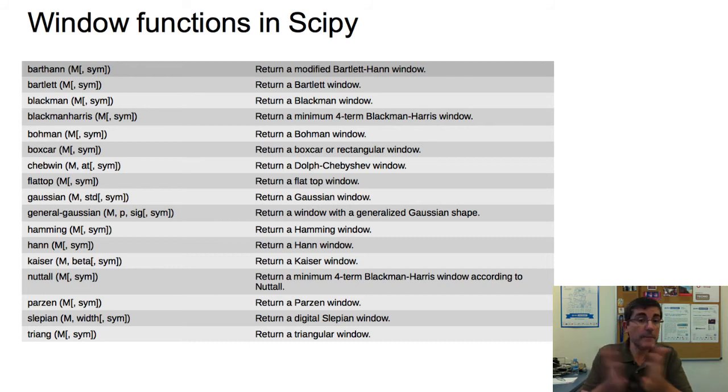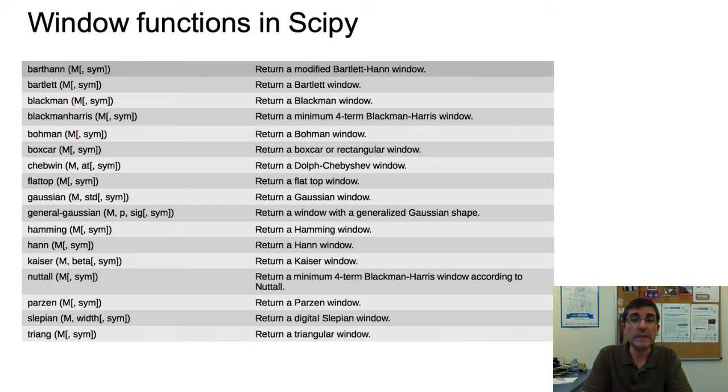Okay, so there are many windows used in audio signal processing. And this is the list of windows available in the SciPy module of Python. So we can go through them and see quite a variety of windows. Some of them we're not going to pay much attention to, but for example, we will be talking about the Blackman window, the Hamming window, the Hanning window, the triangular window, etc. Some others are not so much used in audio.